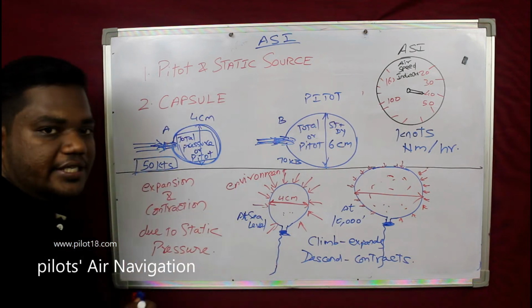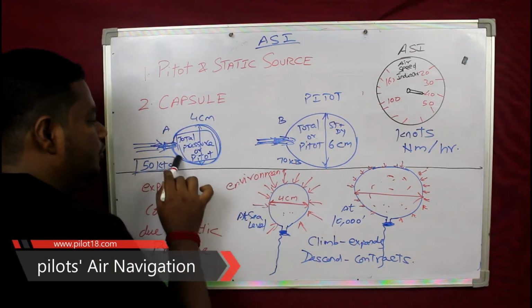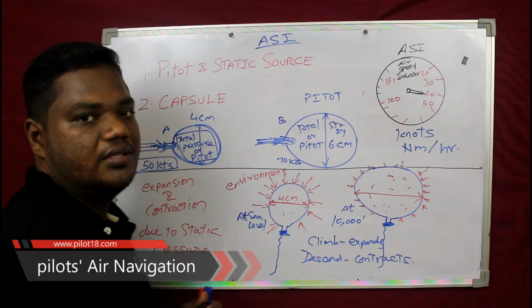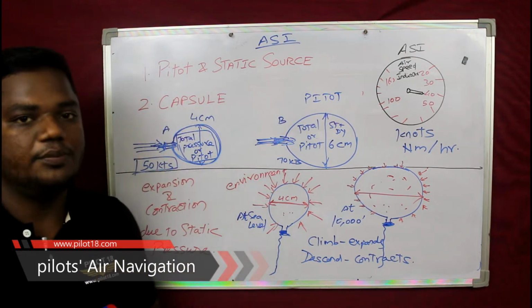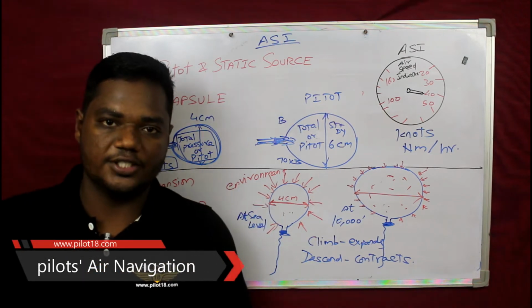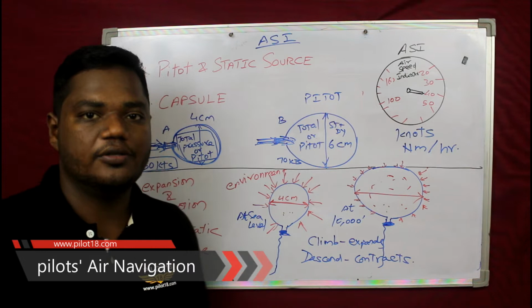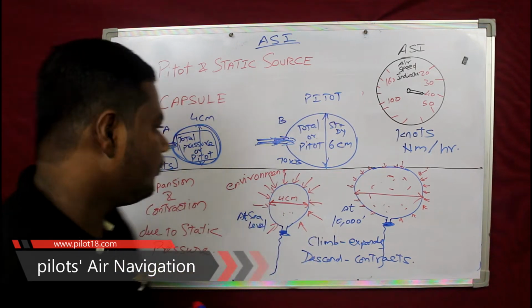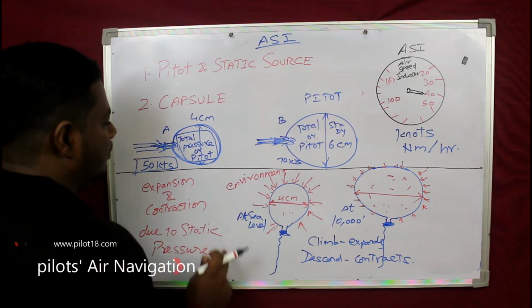In the airspeed indicator, we are using a capsule, and the capsule senses total pressure. Later on, we eliminate static pressure in order to get the dynamic pressure. That we'll discuss in a while.